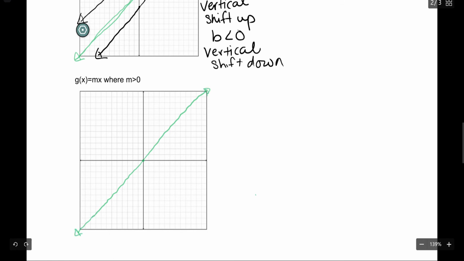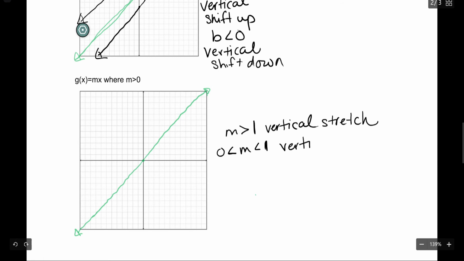Okay, and then we're going to compare it. This time we're comparing with our slopes. If m is greater than 0, and it is greater than 1, and the other one would be between 0 and 1. If it's greater than 1, we have a vertical stretch. If it's between there, it's a vertical shrink.